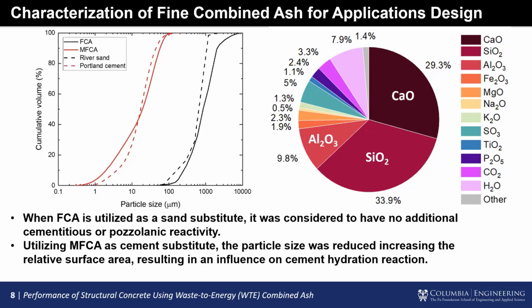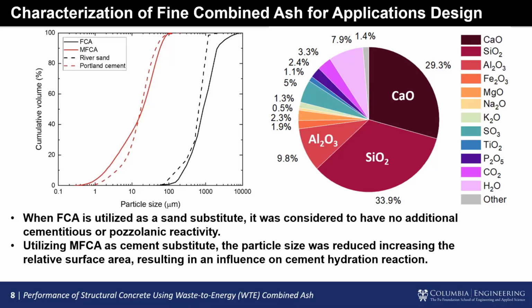However, when we ground the fine combined ash to powder and use it as the cement substitute, the particle size was reduced and at the same time the relative surface area increased. Therefore, it can influence the cement hydration reactions. Additionally, the chemical composition of the fine combined ash also has a significant role during the cement hydration reactions.